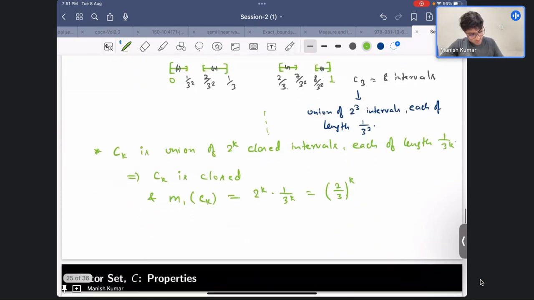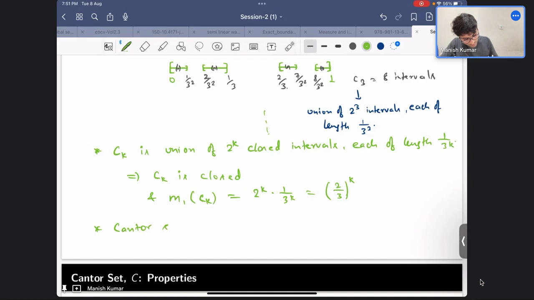Yeah. So this is what I mean. So the measure of Ck will be 2 by 3 raised to the power k. Okay. So this was about Ck. Now what is the Cantor set? So the Cantor set C is equal to the intersection of Ck, where k varies from 1 to infinity. So you intersect all those Ck.